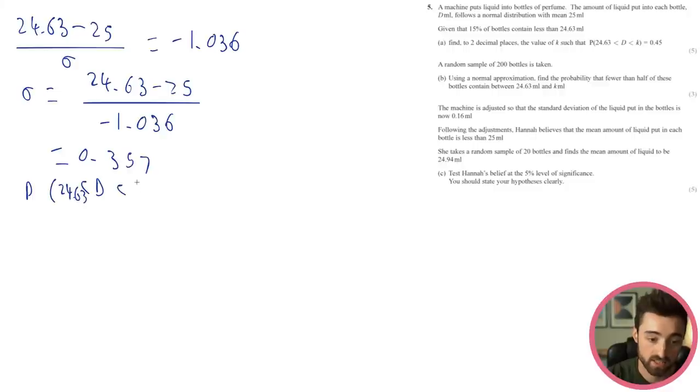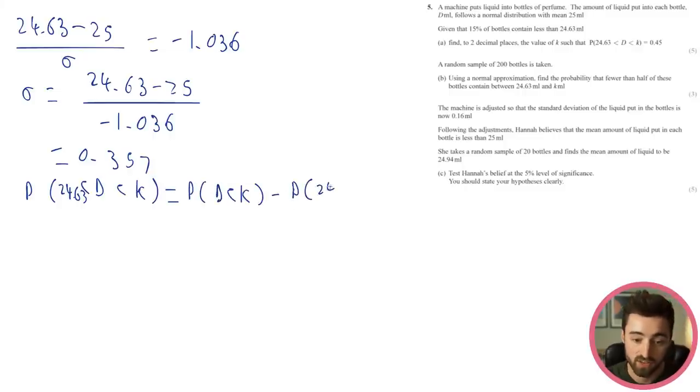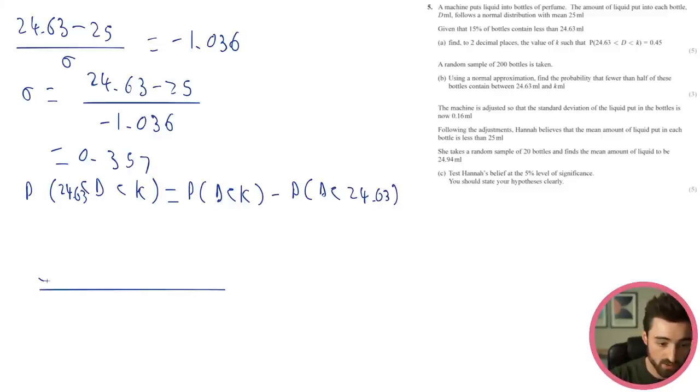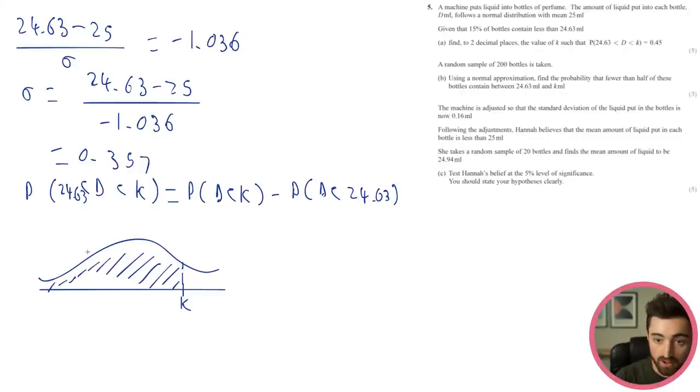Okay, in a normal distribution, the probability that something is going to be between two values, so in this case, these two values, is just going to equal the probability that it's less than k minus the probability that it's less than 24.63. I've missed out the D here. Why is that? I will explain this to you using a diagram. The probability that it's less than K is going to be represented by all of this area here. Now, the probability that it's less than 24.63 is going to be all of this area here.